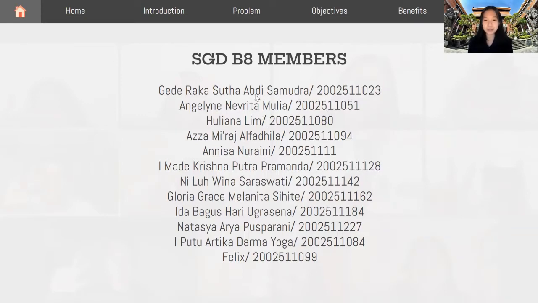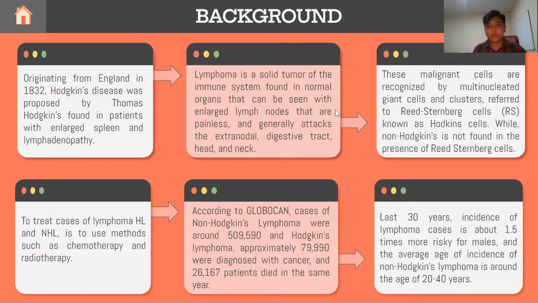Hello everyone, my name is Bagus. My number is 2025184. Today I'll talk about the background. Lymphoma originated from England in 1832. Hodgkin disease was proposed by Thomas Hodgkin for a patient with enlarged spleen and lymphadenopathy. Lymphoma is a solid tumor of the immune system found in the normal organs that can be seen with enlarged lymph nodes that are painless and generally attacks the external digestive tract and head and neck.